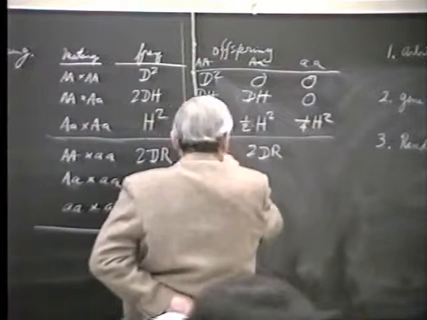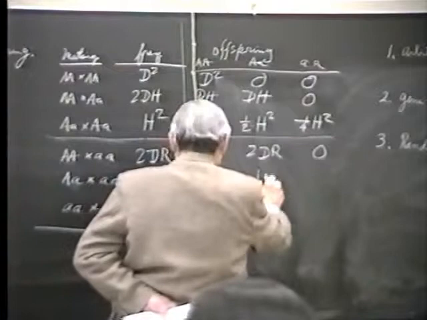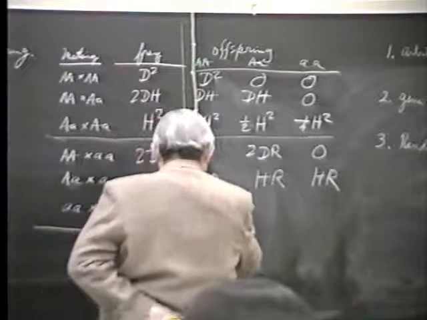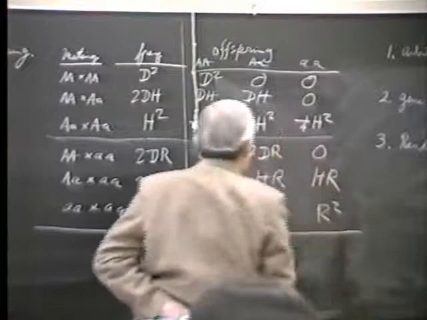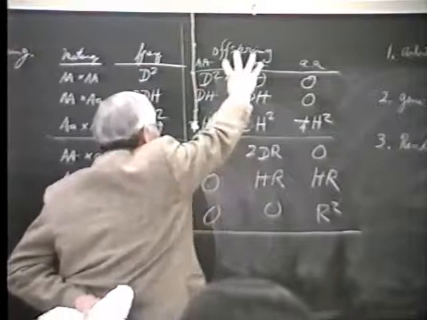And this, you remember this? This is 0, 1, 0, because the offspring of this are all heterozygous. And this is a half and half. Each half, each half. And this, 0, 0, 1. These are based on the Mendelian segregation, which we have learned. Now, if I add this up, this would be the next generation.